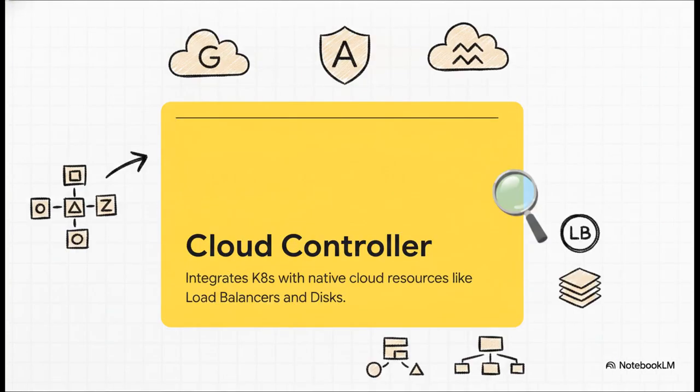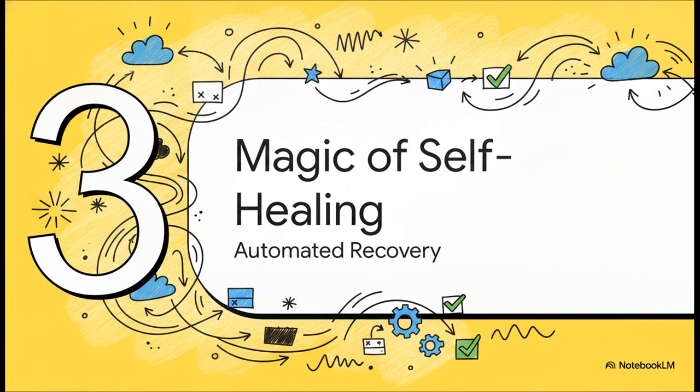Architect A, and the final piece of the puzzle is the Cloud Controller Manager. This is the bridge that lets your cluster talk directly to the underlying infrastructure of your specific cloud provider. Right, so if you ask Kubernetes for a load balancer, the Cloud Controller Manager actually reaches out to AWS to provision a native application load balancer. Or if you need a persistent disk, it hits up Azure or Google Cloud to mount that native storage seamlessly. It's pretty amazing. Which brings us to Section 3, the magic of self-healing.